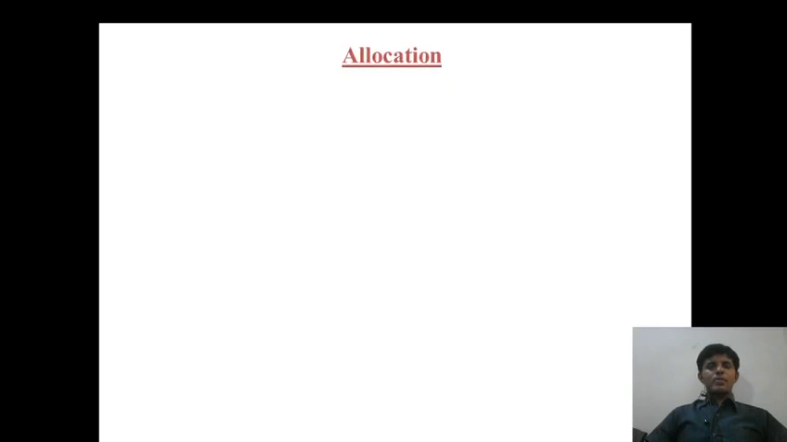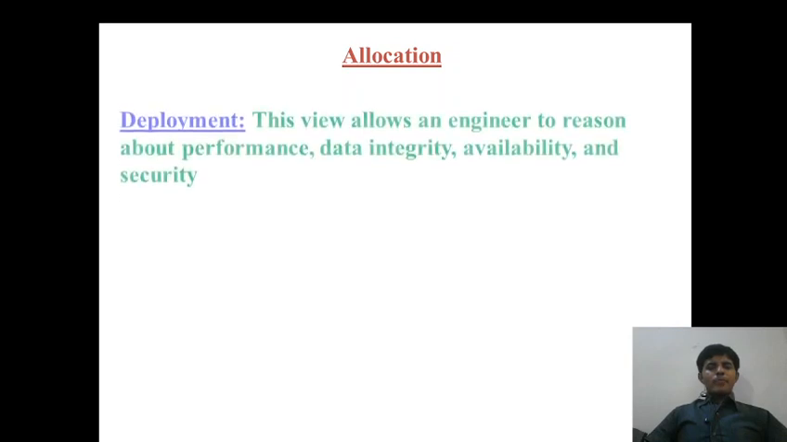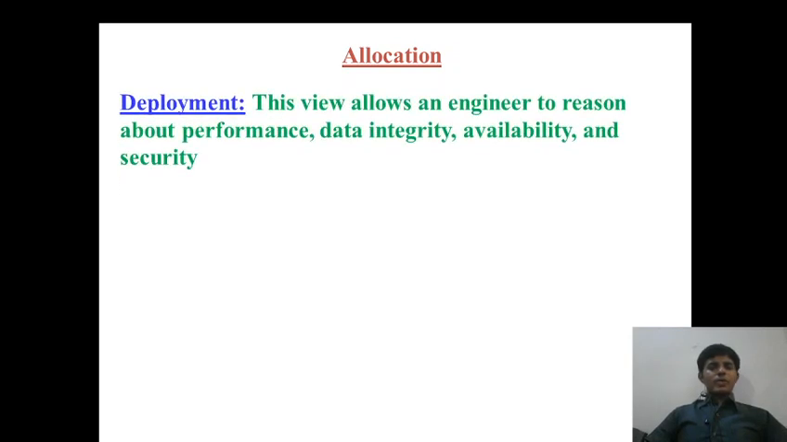And the third architecture, allocation. In the allocation, the first one, deployment. This helps an engineer to reason about performance, data integrity, availability and security. This architecture mainly concentrates on the availability of the data and the efficiency of the data, and how the architecture will always improve our integrity, performance, availability, reliability and security of the data.